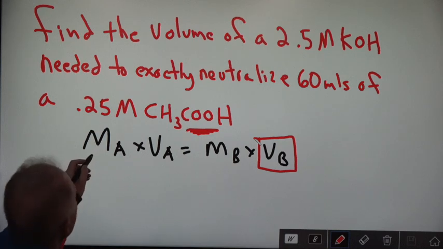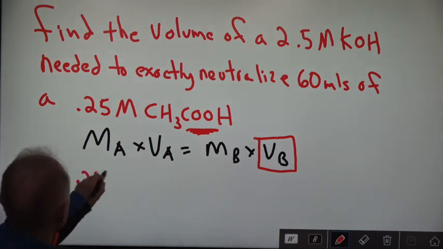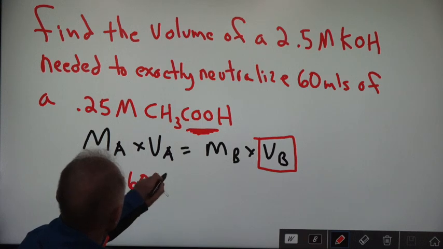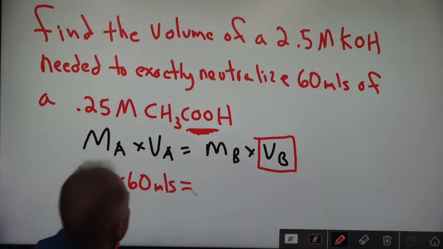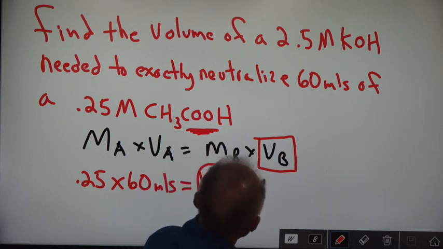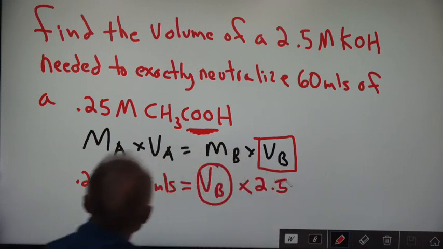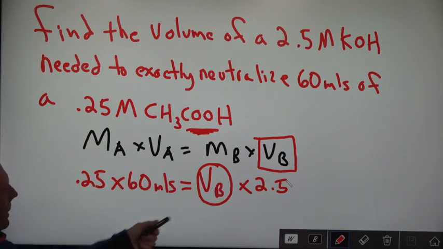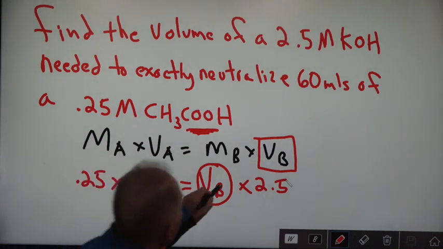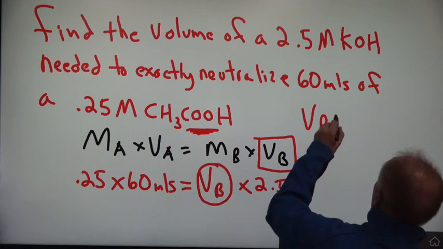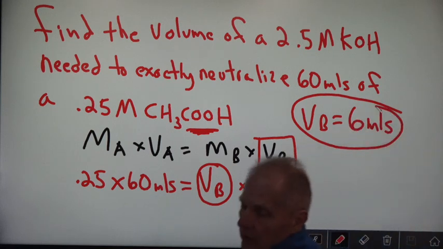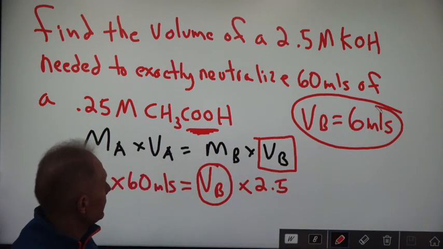So the molarity of the acid is 0.25 times the volume of the acid, which is 60, equals VB, that's what we're looking for, times 2.5. So a quarter of 60, and then we're going to divide it by 2.5. So when we do all that, the volume of the base, VB, equals 6 mils. That is our answer. The volume of the base is equal to 6 mils.